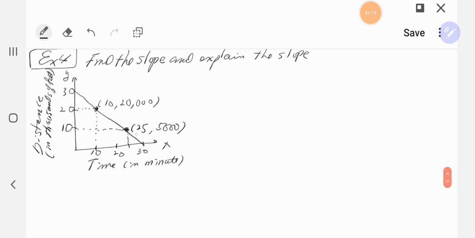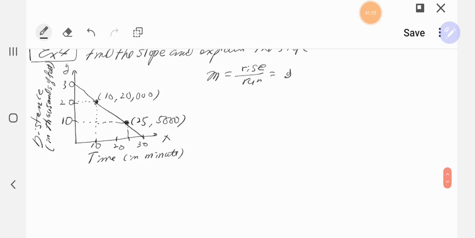So from this, we can find the slope. The slope is rise over run, right? Rise over run, or y2 minus y1 over x2 minus x1, right? So let's use this one as x1, y1, and this is x2, y2.